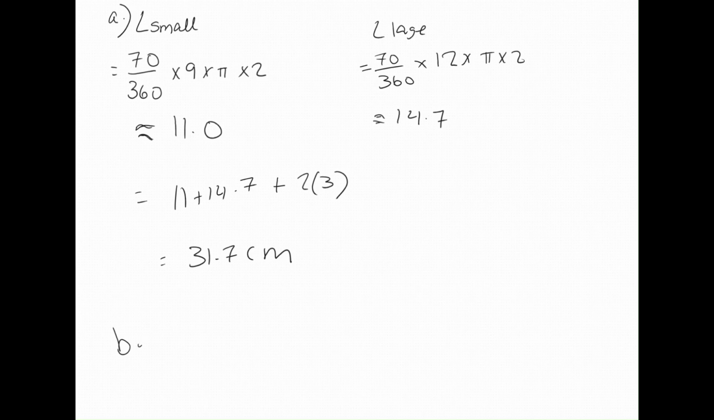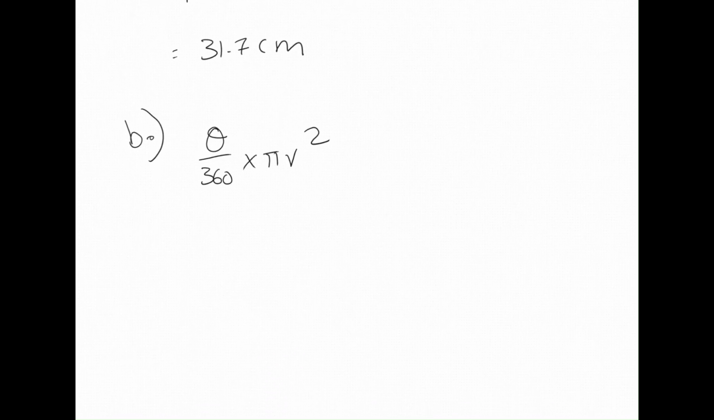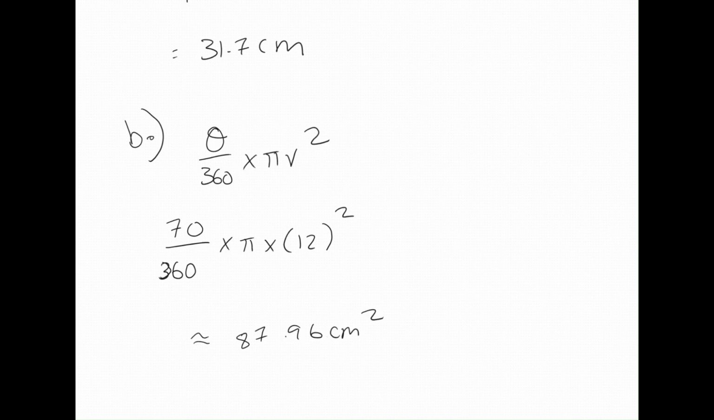And so for part B, to find the area of the shape, you have to subtract the area of the small sector from the big sector. We can use the area of a sector formula, which is theta over 360 times pi r squared. To work out the area of the larger sector, it would be 70 over 360 times pi times 12 squared, which gives you approximately 87.96 centimeters squared.